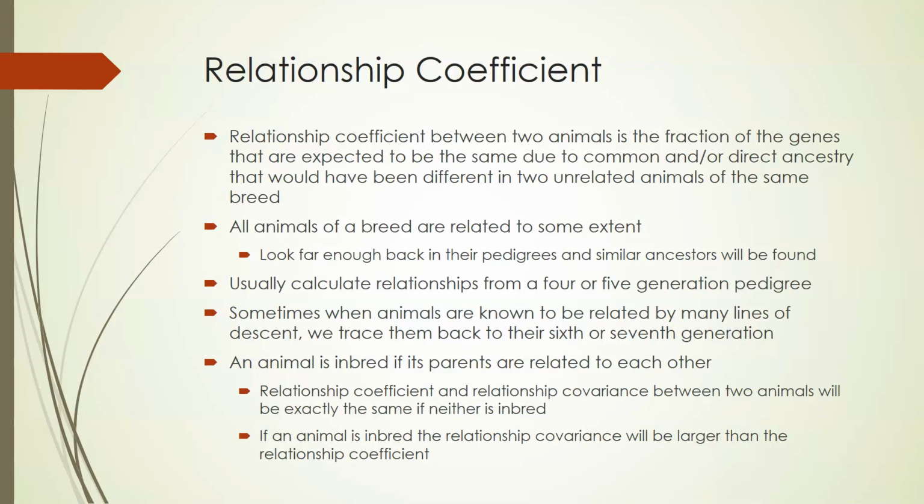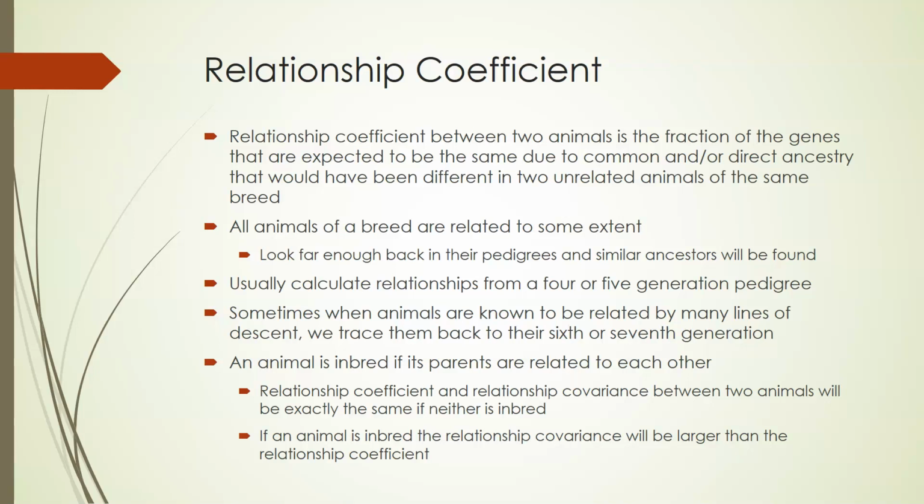Now we do know that all animals of a breed are related to some extent. If we look far enough back in their pedigrees, we will see similar ancestors. That's going to happen in certain breeds, especially depending on the size of the breed, big or small. We're going to probably see similar ancestors. You do not need to go back so many generations. Usually we calculate relationships from either 4 or 5 generations. In the one that we did a few pages back, it only goes back a couple of generations. It really just depends on the problem. This is basically just giving you an idea.